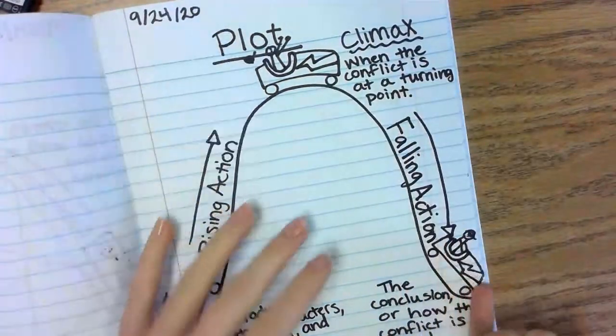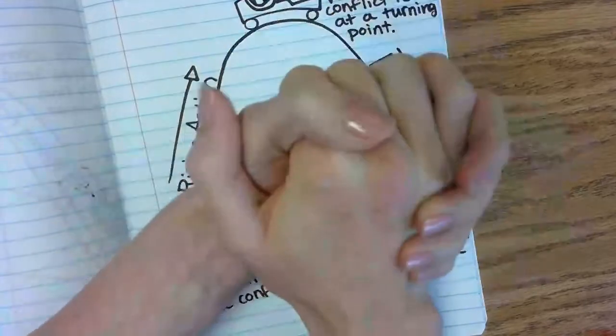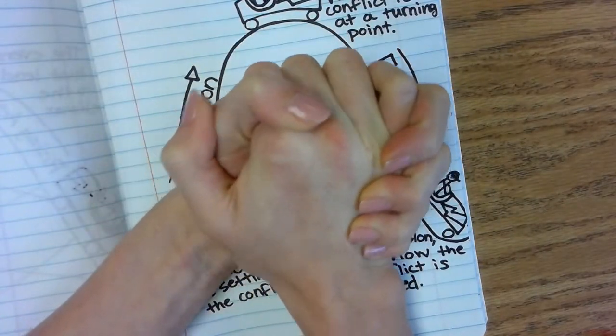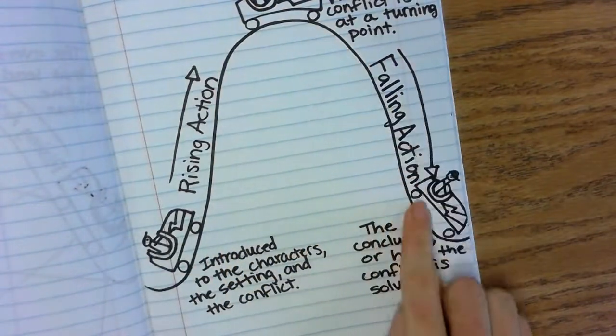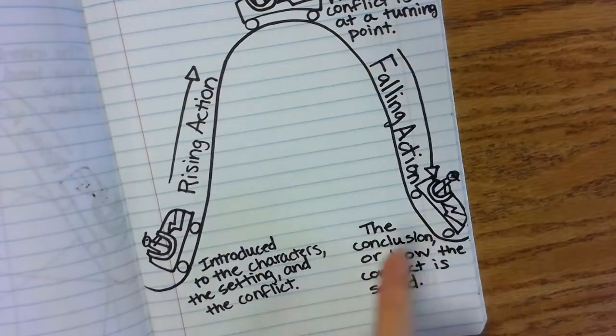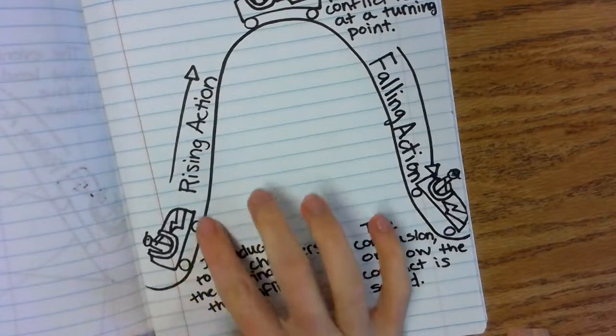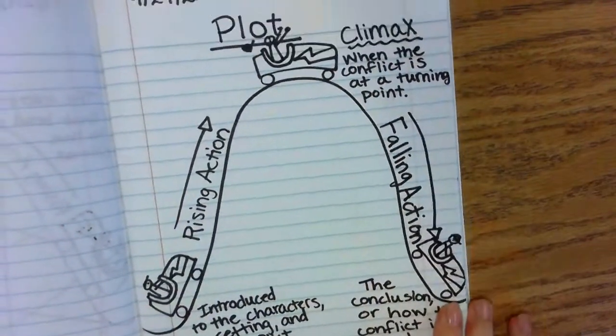And then the falling action is the conclusion, or how the conflict is solved. It's the resolution of the story, how everything comes together. So this really depicts what a story is like, right? And how a story is very much like a roller coaster.